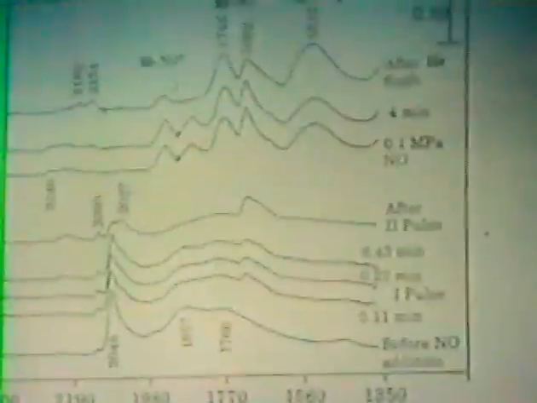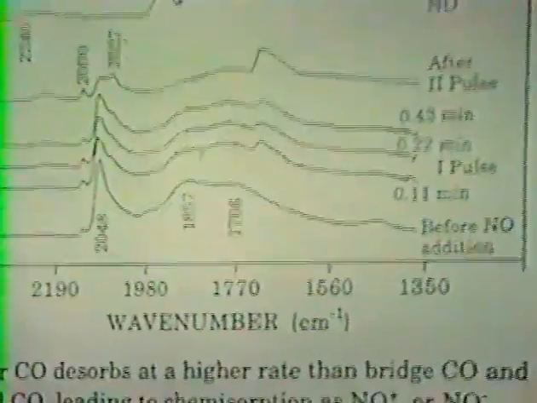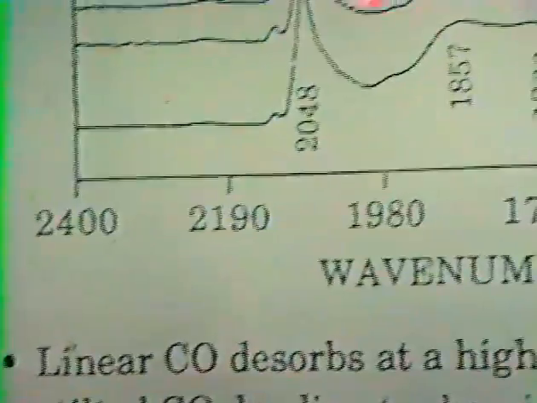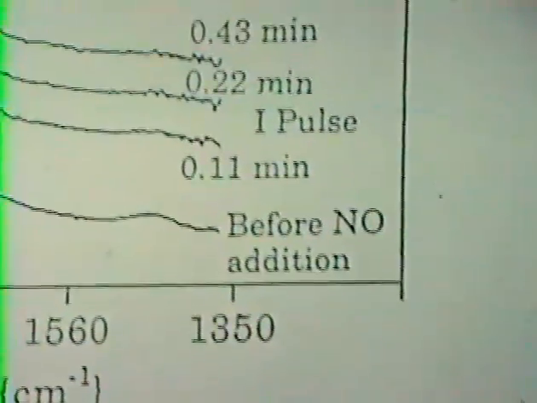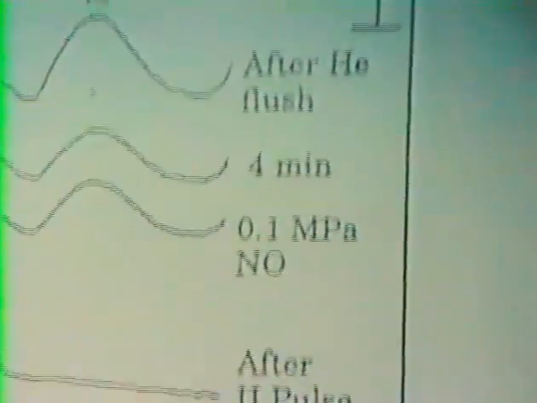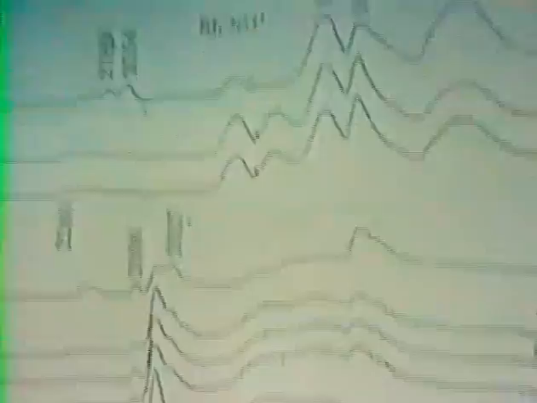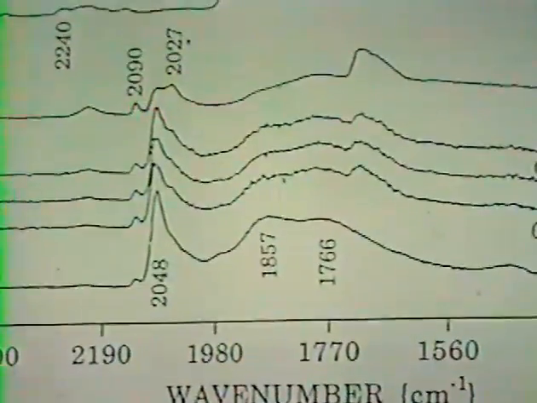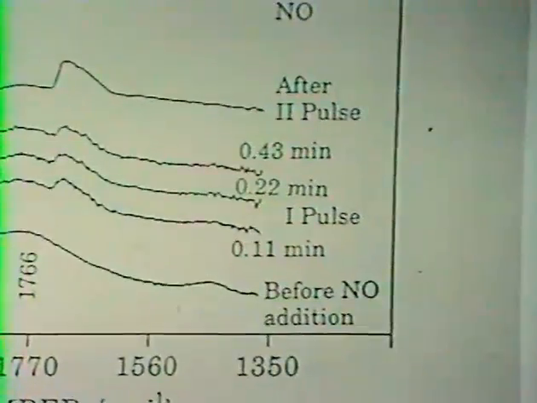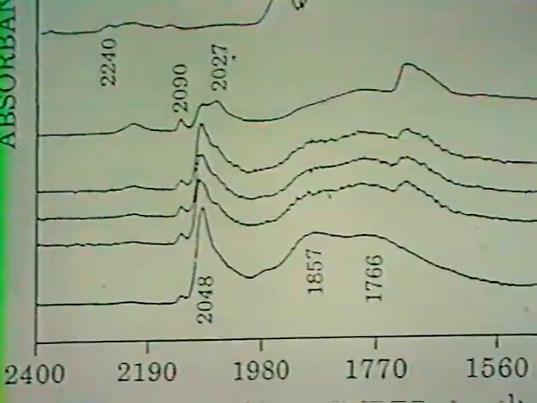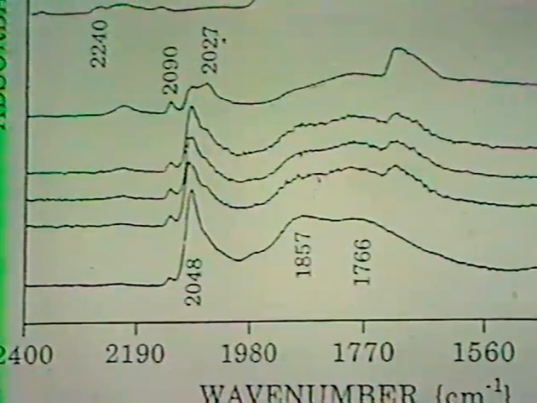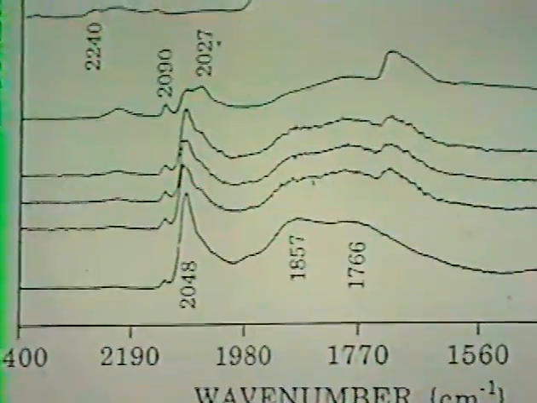The same study was conducted on the cesium loaded catalyst. Before we pass the NO through, we adsorb CO on the surface of the catalyst. In this case, we see the linear CO, a bridge CO, and a band at 1766 here, which has been assigned as a tri-bonded CO species. Then we pass the NO through, and again we see the linear CO drop more rapidly. The intensity of the linear CO decreases more rapidly than the intensity of bridge CO and tri-bonded CO.